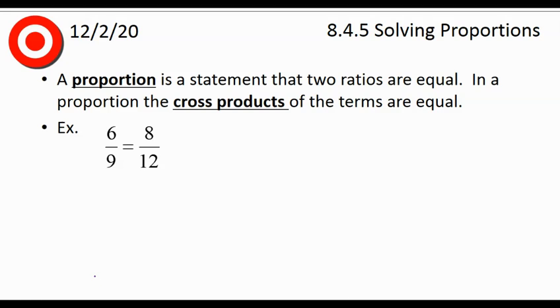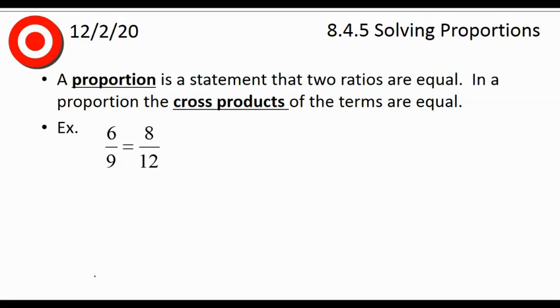Okay, we're going to talk about solving proportions. A proportion is a statement or an equation that two ratios or fractions are equal. In a proportion, the cross products of the terms are equal. What that means is, I have an example of a proportion up here: 6/9 equals 8/12, two fractions that are equal to each other.